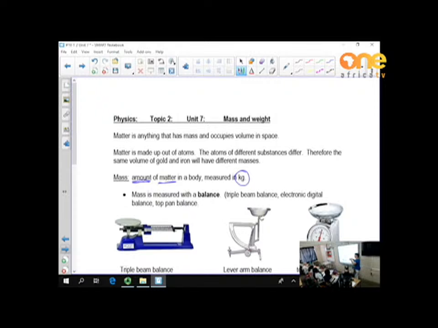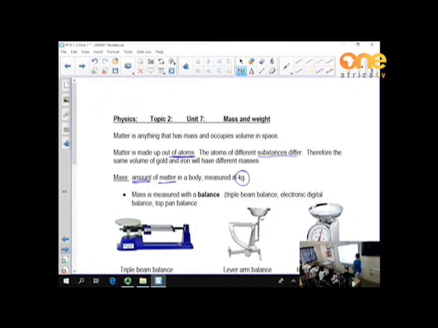kilograms. I think in grade 5, 6, and 7 they taught you that all matter occupies space and has mass. All right, so at this point, we've done a little bit of the kinetic theory. We know all matter is made up out of particles, and these particles are called atoms. The atoms of different substances differ. In other words, an atom of carbon is different to an atom of aluminium.